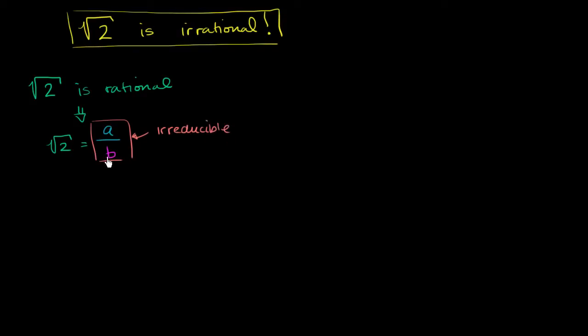A and b have no factors in common. Let me write that down just because that's so important for this proof. A and B have no factors in common. No factors in common other than, I guess, 1. So this is irreducible. These two numbers are co-prime.